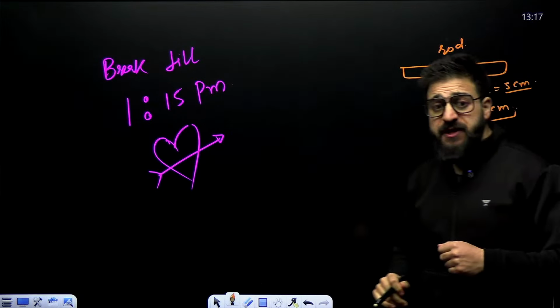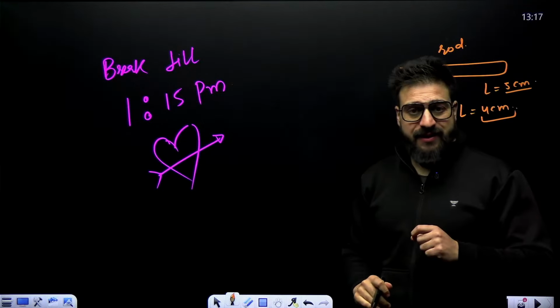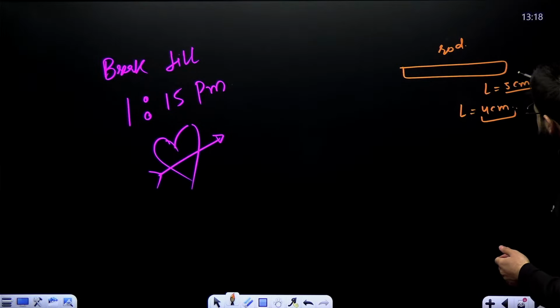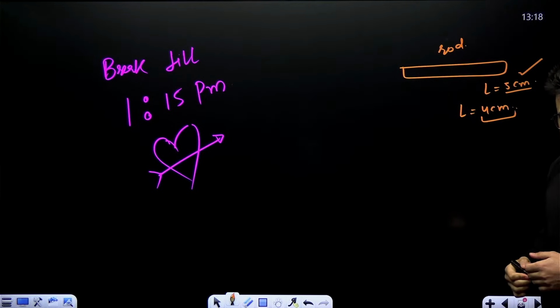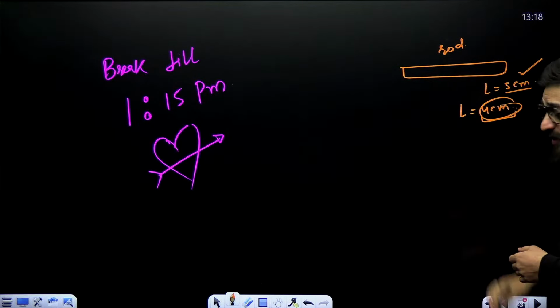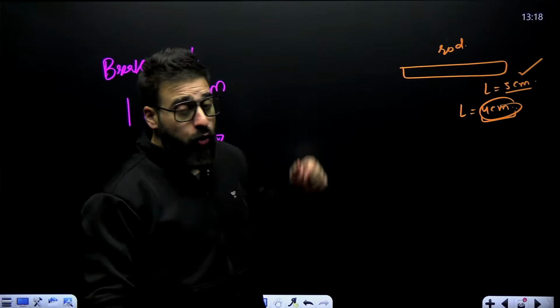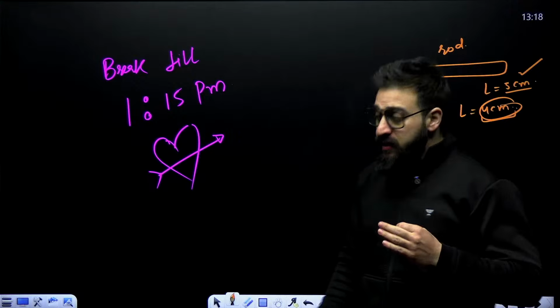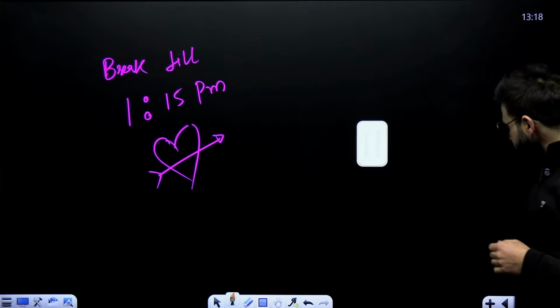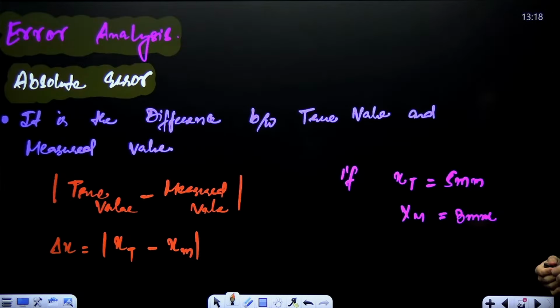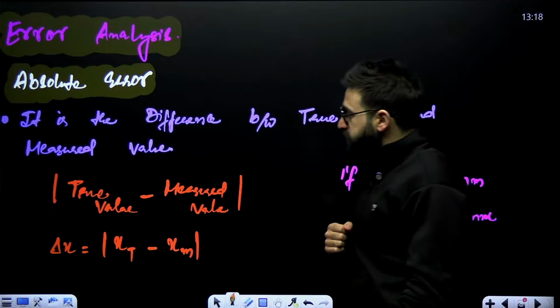Can I say in this particular case you got an error of 1 centimeter? Yes, because the actual should be 5, but you are getting 4. So what is the error that you are producing in measuring the length of the rod? That is 1 centimeter. This is what we call the error, and this is what we need to discuss in this particular case.